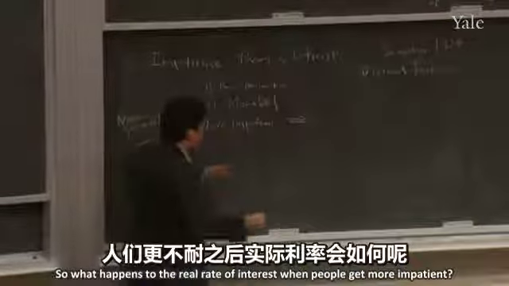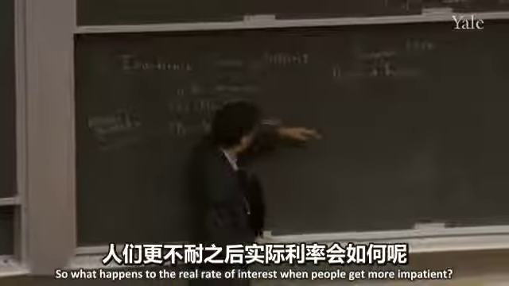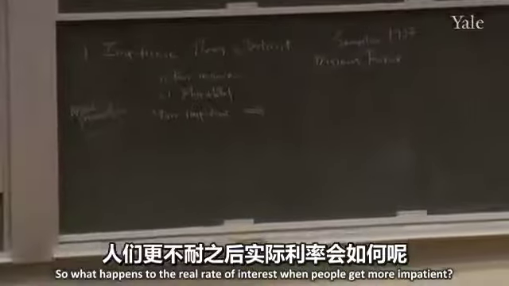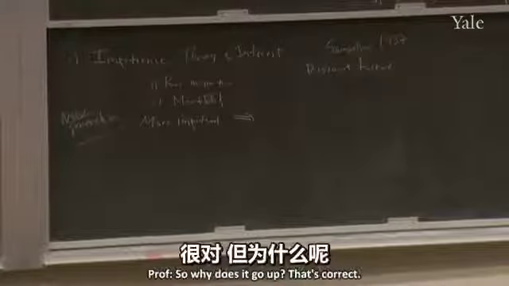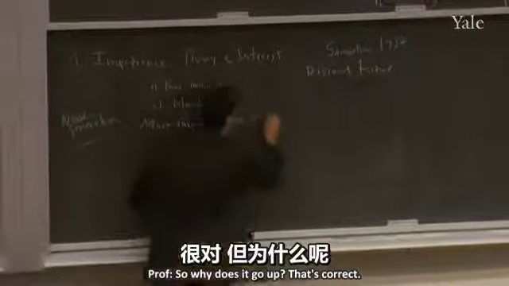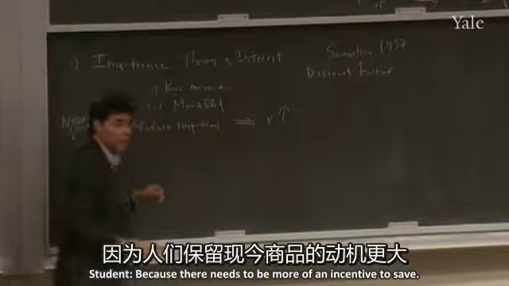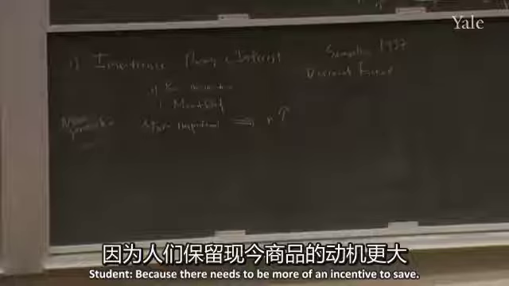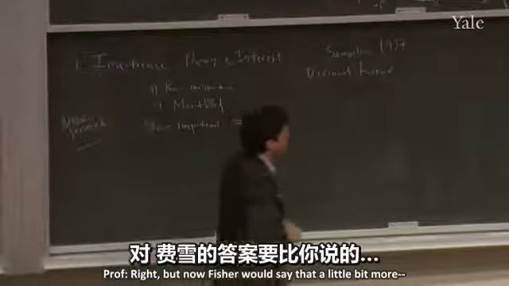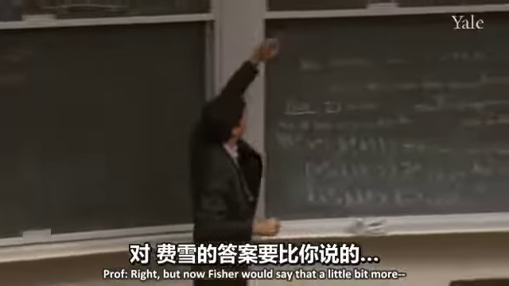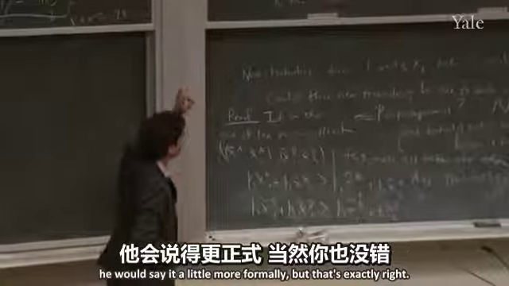So what happens to the real rate of interest when people get more impatient? Does it go up or down? Yep, it goes up. That's correct. Why does it go up? Because there needs to be more of an incentive to save for tomorrow. Right. Fisher would say it a little more formally, but that's exactly right.